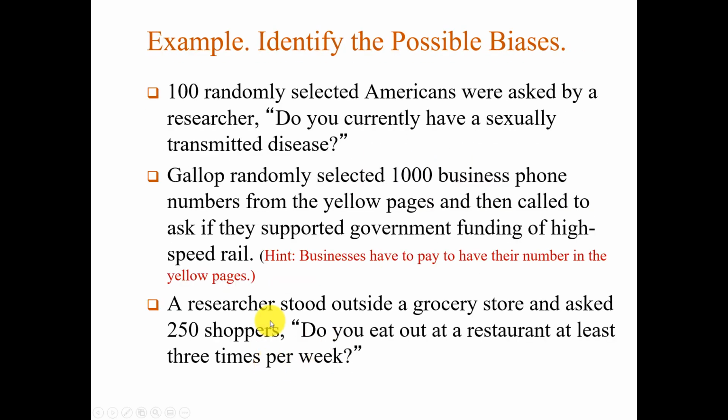And then another one would be, this would be a convenience sampling as well, standing outside a grocery store and asking 250 shoppers, do you eat out at a restaurant at least 3 times per week? Well, the people going to the grocery store might be more likely to say no because they're at the grocery store. And if he or she were at a restaurant, it'd be more likely that they would say yes. So that would be a convenience sample as well.